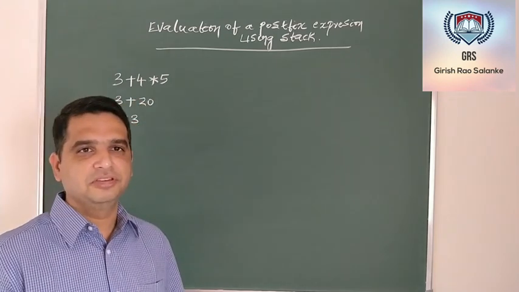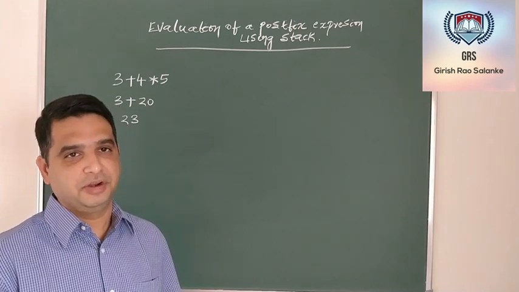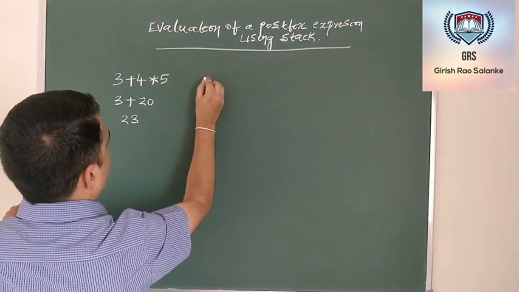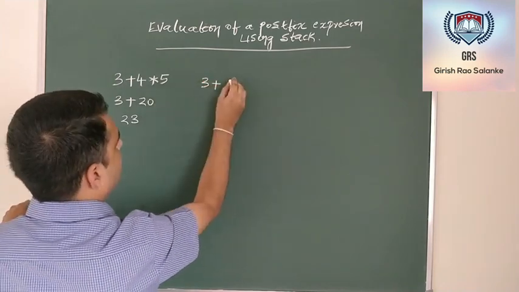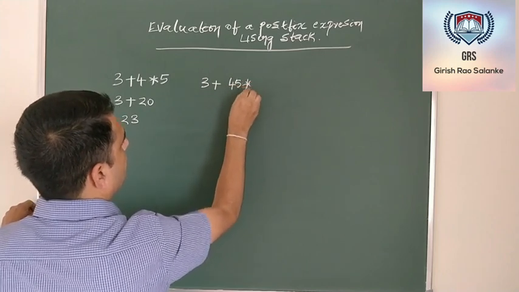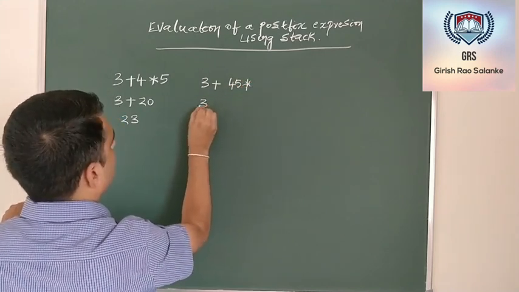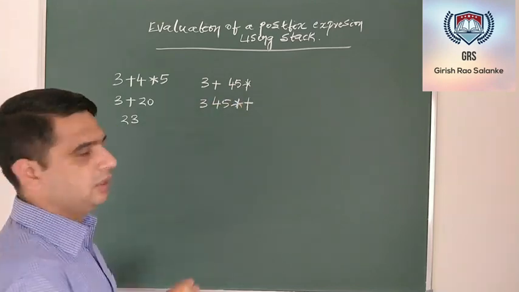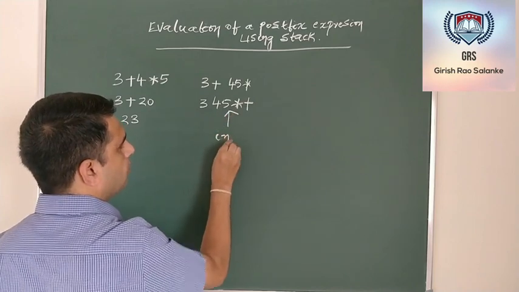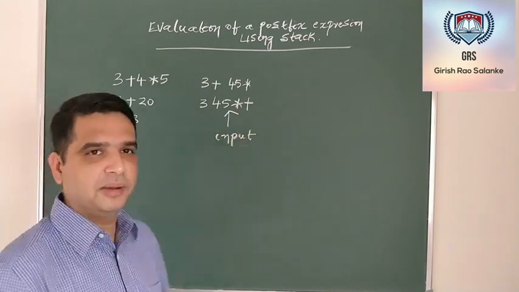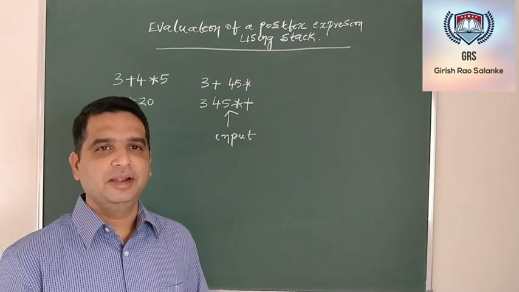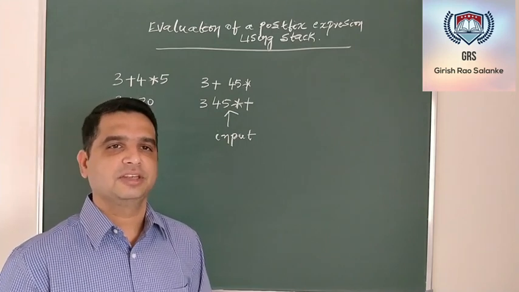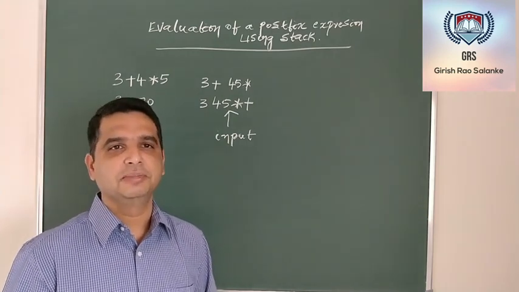But assume that for your system the input given is a postfix expression. The equivalent postfix expression for this is: first this part gets converted to 4, 5, star, and then I will have 3, 4, 5, star, plus. If the input given to the system is this, then the question comes, how is the system going to evaluate the given postfix expression? In that case, we are supposed to use the concept of stack. This is what we are going to discuss in this video.